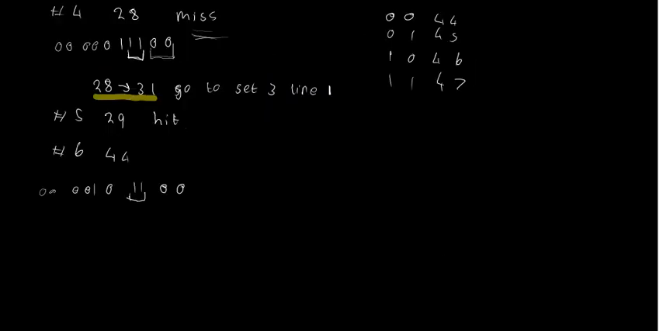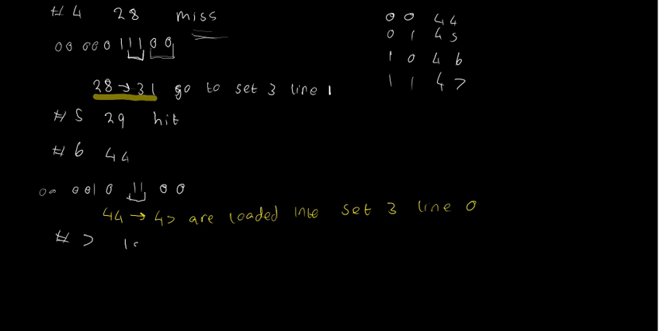So we're going to say 44 to 47 are loaded into set 3 line 0. We're going to have access number 7, which is for 15. This is going to be a miss.